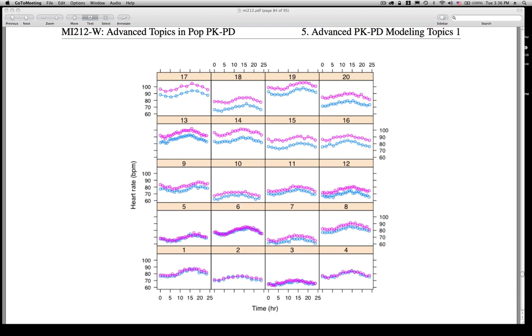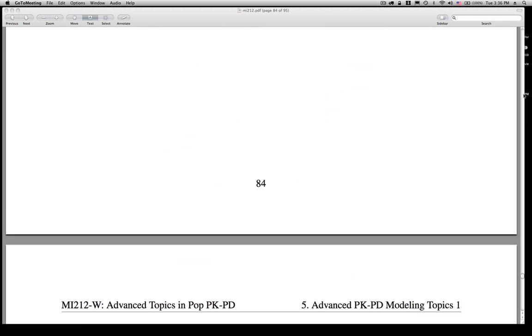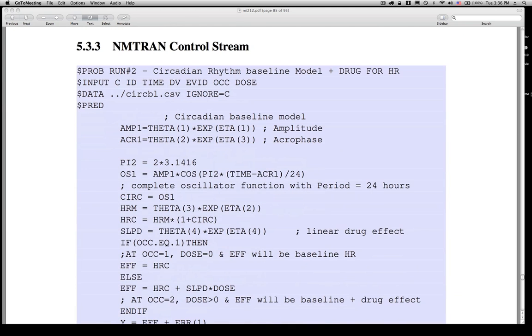Okay, any questions on that? Do we assume the same circadian pattern for all subjects, or would you allow random effects on shift or amplitude? Yeah, you can. I think what's important to assume is the same circadian pattern on the two occasions within subject. But we could have a random effect on amplitude and shift here.